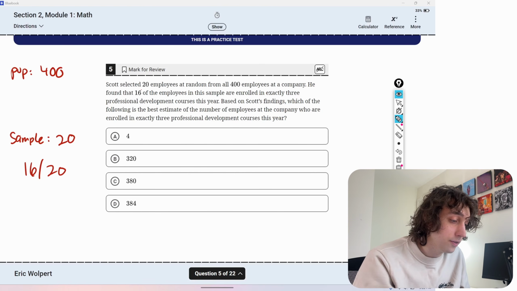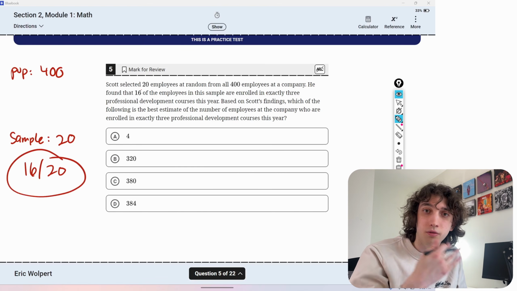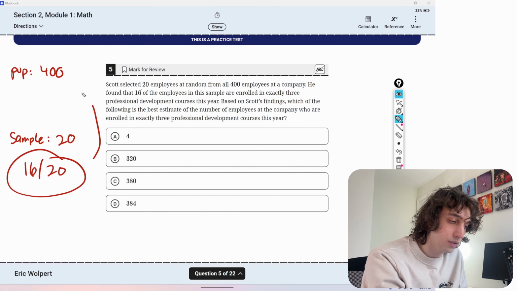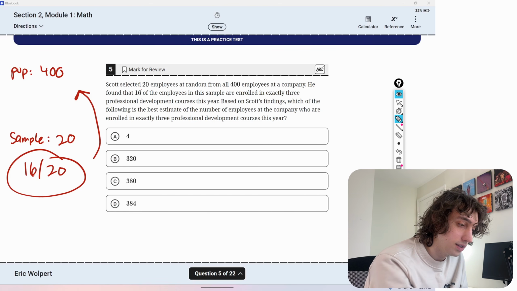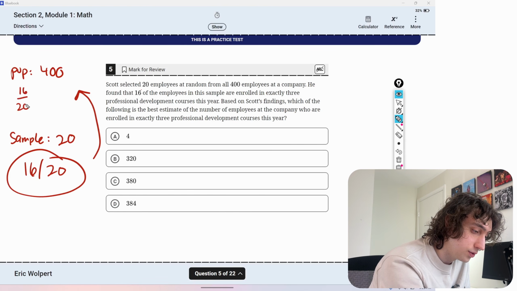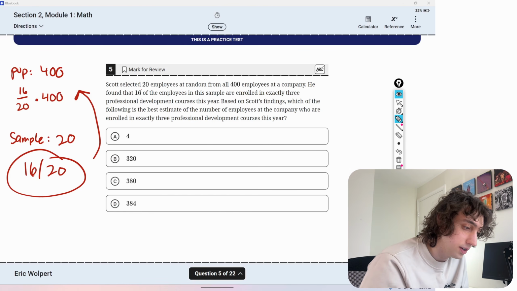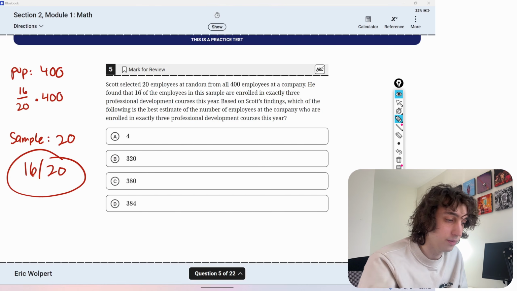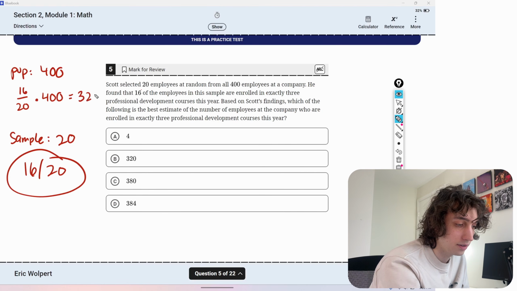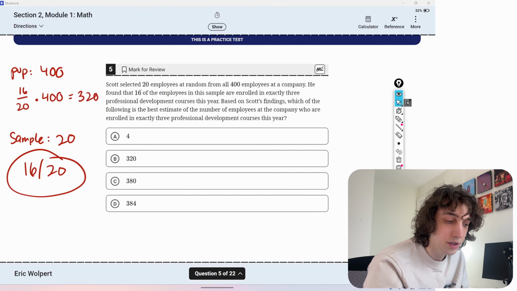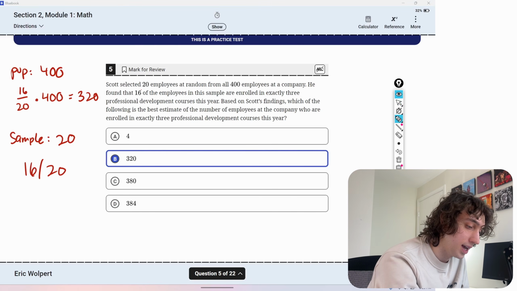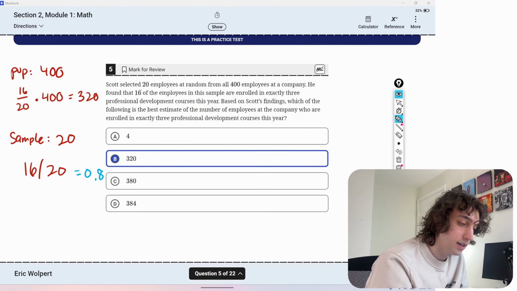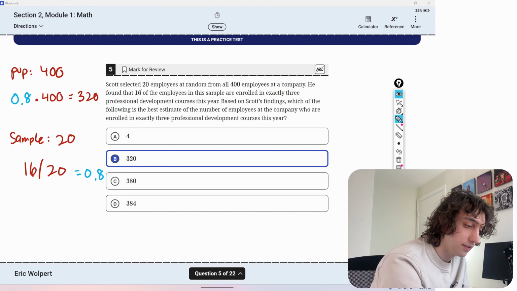So just as I said before, whatever percentage or rate that we have for the sample, we can extrapolate that to the population. So 16 out of 20, we can extrapolate that to the population by saying 16 out of 20 times 400 gives us the amount of people that are enrolled in 3 professional development courses. If you put that into your calculator, you should get 320. You can also convert this into a percentage if that makes more sense to you, to think about this as 80% of your sample is in those courses. And so we want 80% of 400.